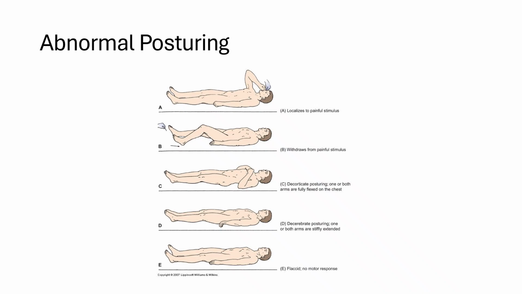Decerebrate posturing is when the arms extend outward, and think E for extend. There are 1, 2, 3 E's in decerebrate, so think E for extension. The arms and legs are stiffly extended, wrists are flexed, and the head may arch back. This is more serious and suggests damage at the brainstem level.